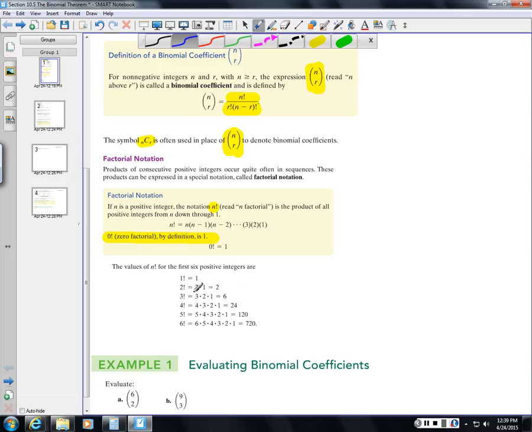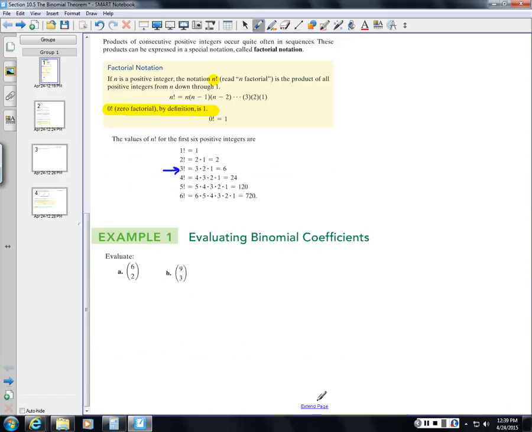For instance, 3 factorial is 3 times 2 times 1. 4 factorial starts at 4 and goes down to 1, so 4 times 3 times 2 times 1. 5 factorial is 5 times 4 times 3 times 2 times 1. So that's the idea of what we mean by factorial. When you see that exclamation mark, say, 7 with an exclamation, that's 7 times 6 times 5 times 4 all the way back down to 1. So that's the definition of a factorial.